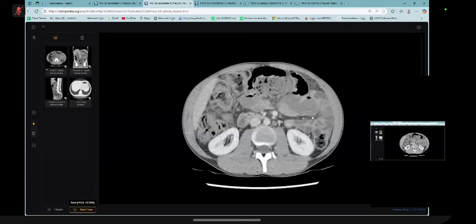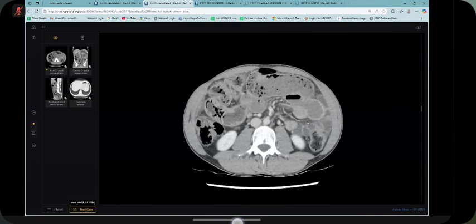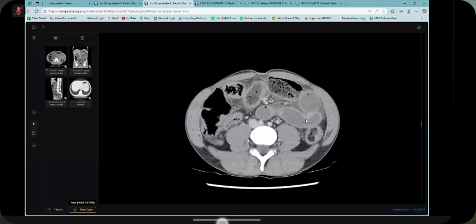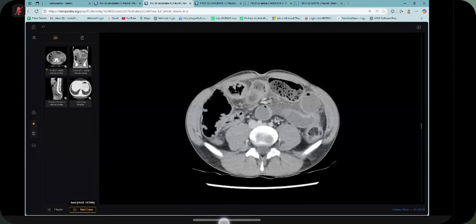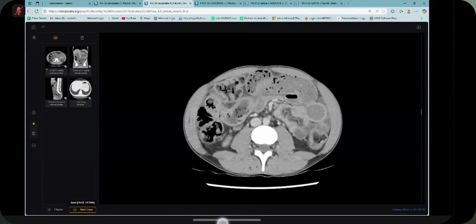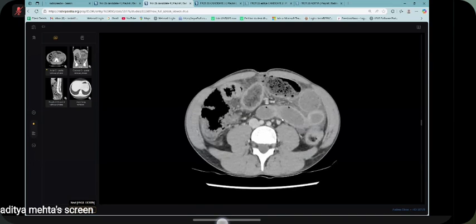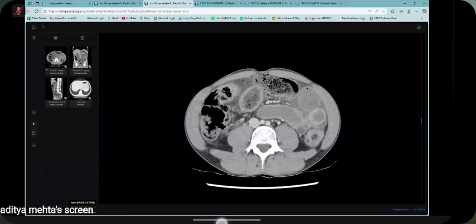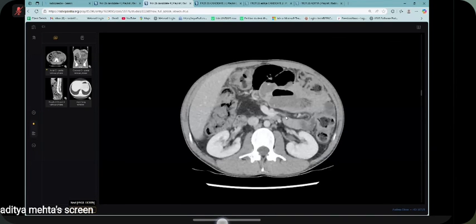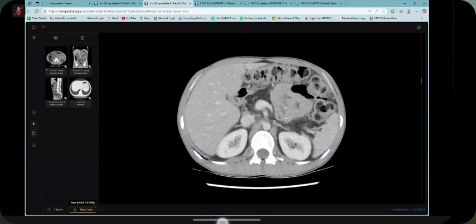That could be related to some internal hernias or adhesions if there is any history of operation before. I would like to scroll and see the coronal images, if available, to correlate with my findings. I'd like to check the pancreas. Yes, sir. The pancreas is atrophic. I mean, it is replaced by fat.